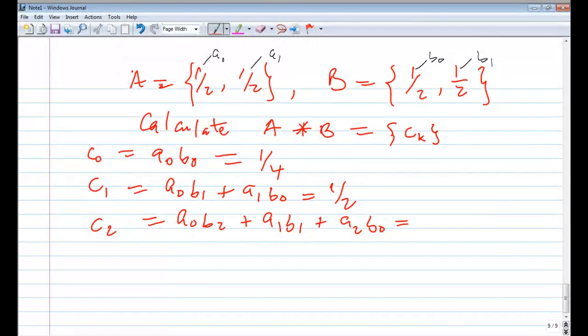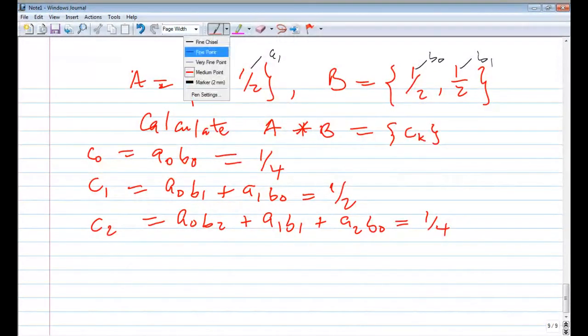Who can tell me the answer of C2? It's 1/4 since we don't have A... small a here. Okay, it's fine. The correct answer is 1/4. The question is why 1/4?